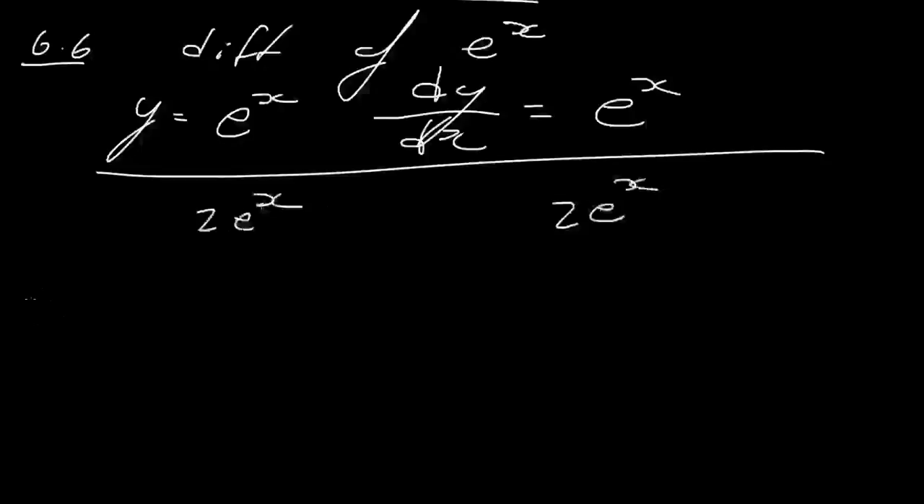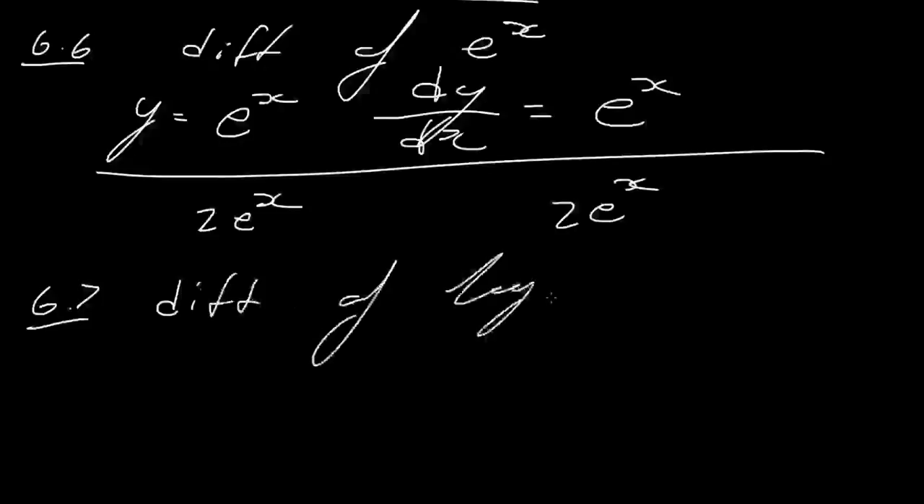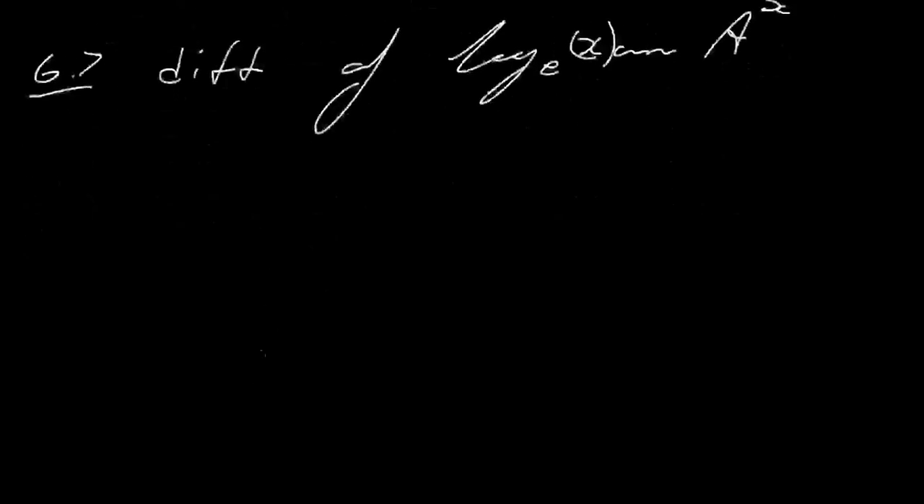Okay. Section 6.7 is differentiation of log base e and a to the x. By the way, for 6.6 they also go through this whole proof. You don't need to know the proof, you just need to know this piece. And even that is given in your formula sheet. Okay, differentiation of log base e of x and a to the x.